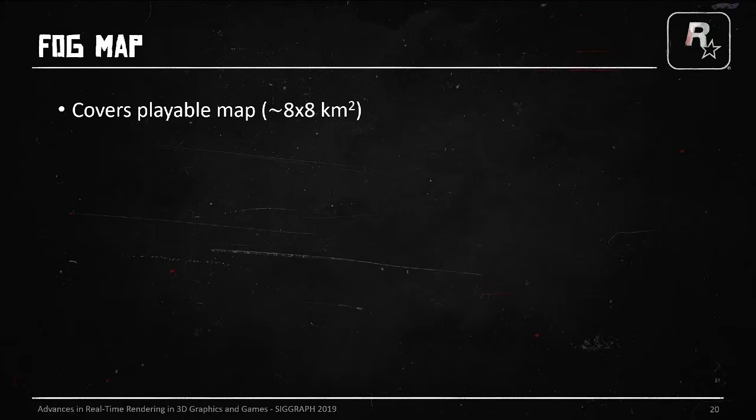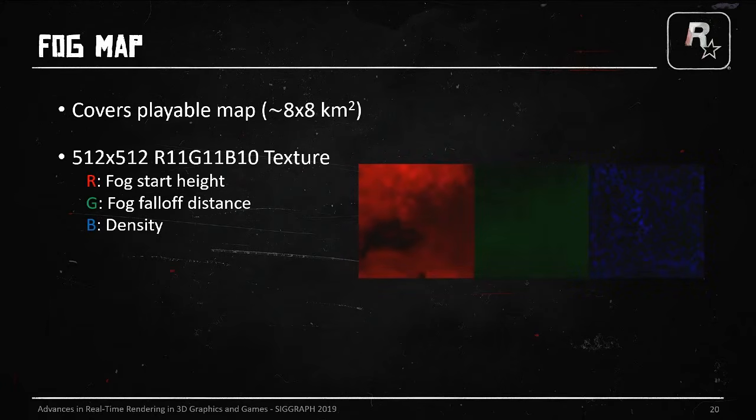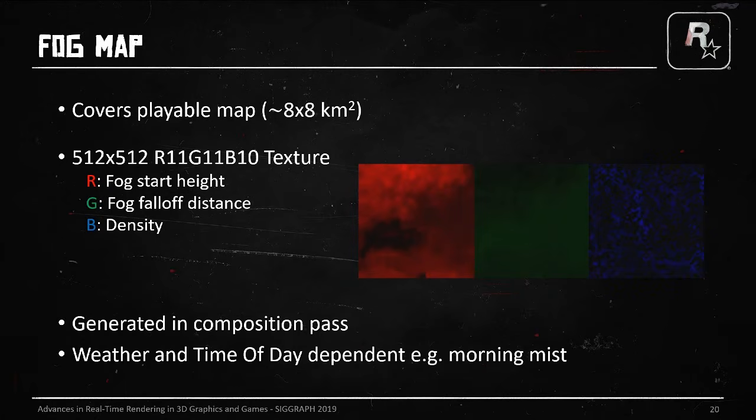Moving forward, fog is done in a very similar way. We have a fog map, which covers only the playable map, and it consists of 3 channels. First, the fog start height, which is essentially the height map of the world, and then the fog fall-off distance on top of that, which is where we apply the fall-off of the density, and then the density itself in the blue channel. This is also done in a composition pass, where we then apply both weather and time of day parameters once again, which allows us contexts like morning mist over large water bodies. As time of day progresses, it dissipates.